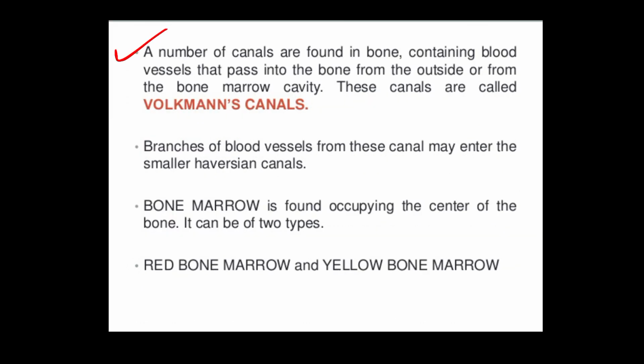Now, a number of canals are found in bone containing blood vessels that pass into bone from the outside and form the bony marrow cavity. These canals are called Volkmann's canals. The branches of the blood vessels from these canals may enter the smaller Haversian canals, and the bone marrow is found occupying the center of the bone. It is of two types: red bone marrow and yellow bone marrow.